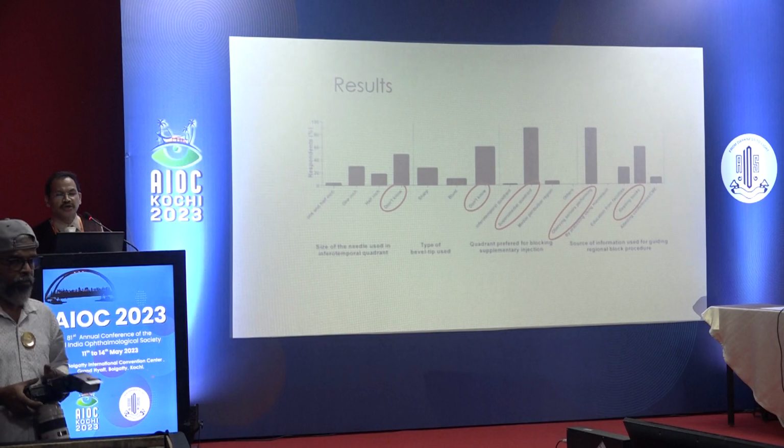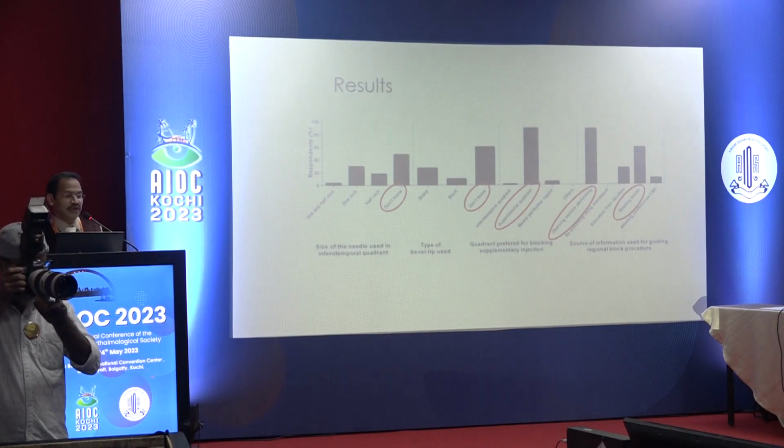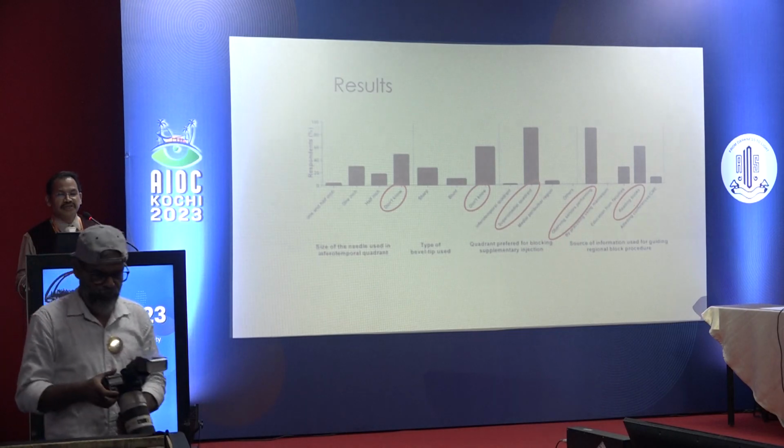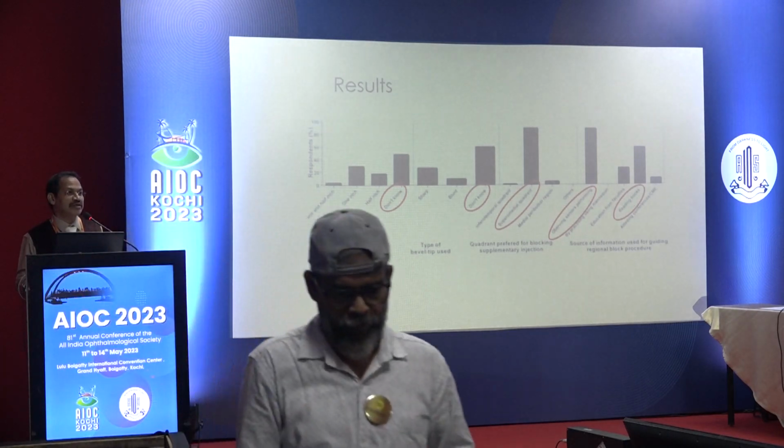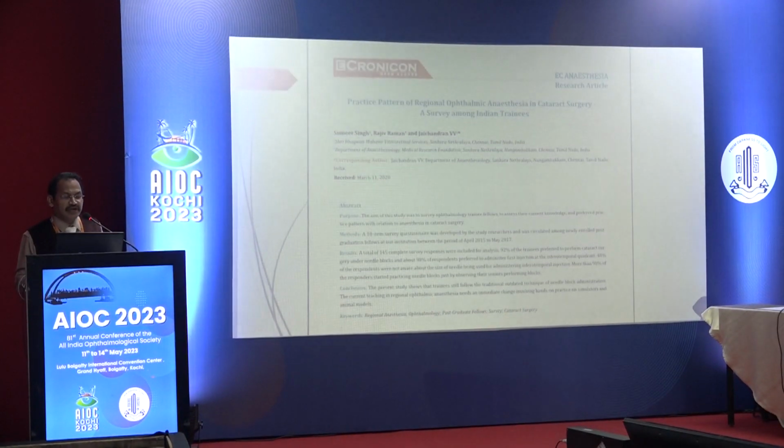Another interesting piece of information was how they learned to perform the blocks. As you can see, many of them just observed their seniors and then learned the blocks. Many were reading books, and some learned by attending conferences and lectures. Unfortunately, there are no simulators to practice this regional anesthesia. So finally, we concluded that the present study shows trainees still follow the traditional way of blocking, and the current teaching needs an immediate change, involving hands-on practice sessions on simulators and animal models.